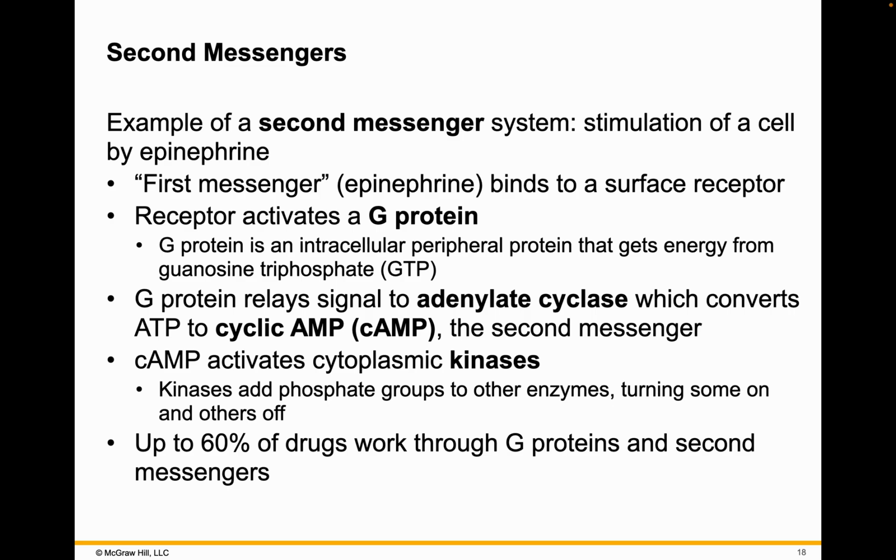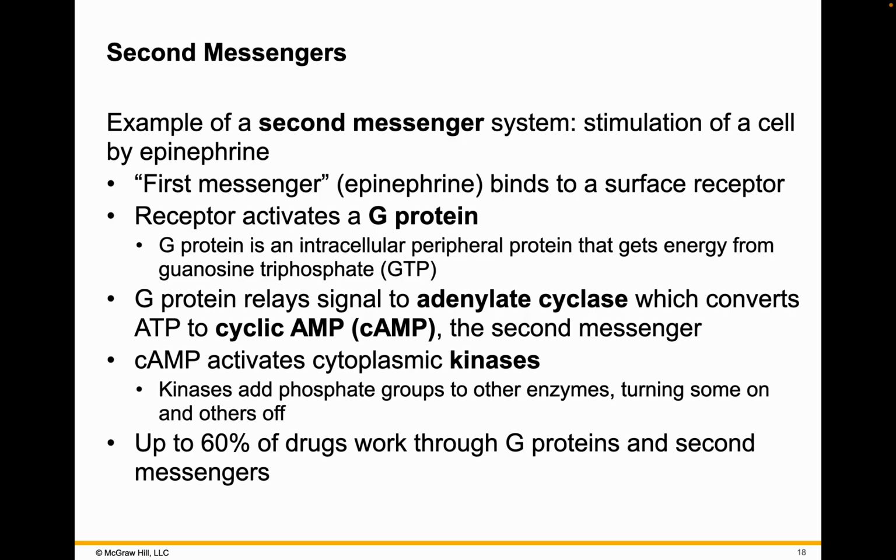A G protein is an intracellular peripheral protein that, instead of using ATP for energy, uses GTP for energy, or guanosine triphosphate. A G protein relays a signal to adenylate cyclase, which then converts ATP to cyclic AMP. And this cyclic AMP becomes the second messenger. The cyclic AMP will activate all kinds of kinases. Kinases are enzymes that add phosphates to other enzymes. Sometimes when you add a phosphate, you turn on something. Sometimes when you add a phosphate, you turn it off.